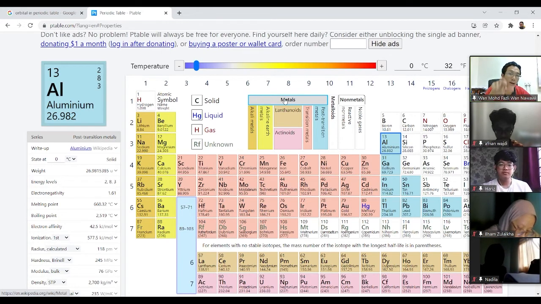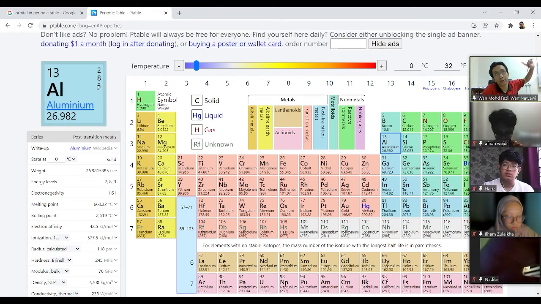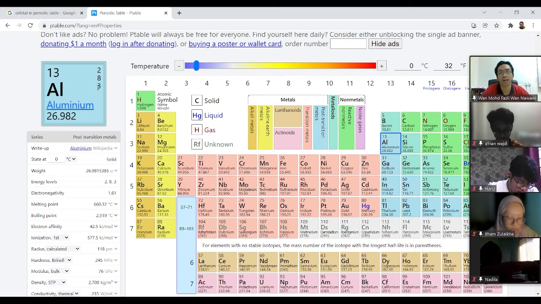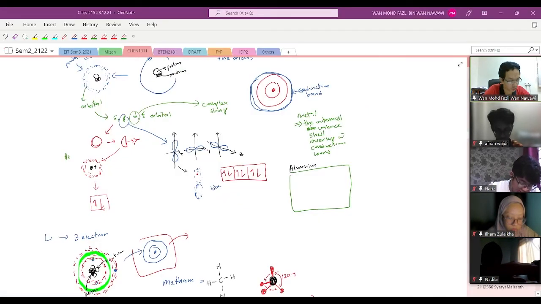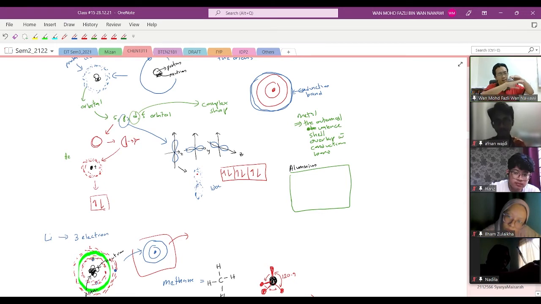You look at this thing, 2, 8, 3, meaning that there are three electrons at the outermost, three valence electrons. So you have three valence electrons there. These three valence electrons can move here and there because they are near the conduction band.